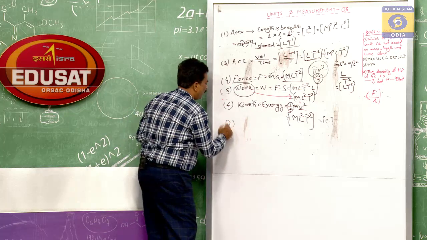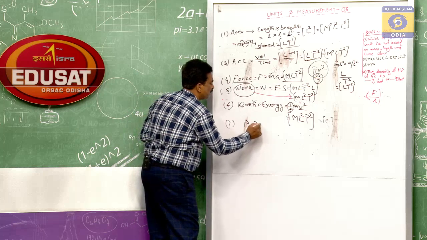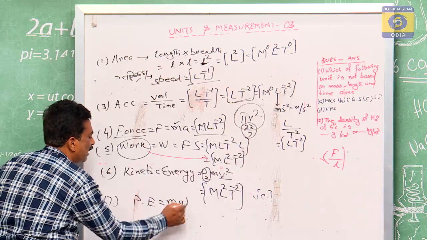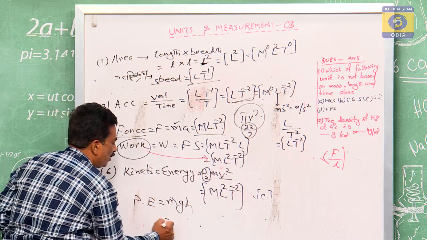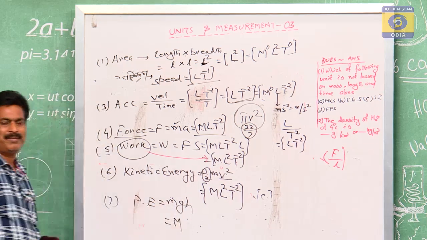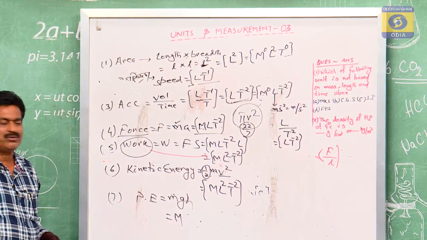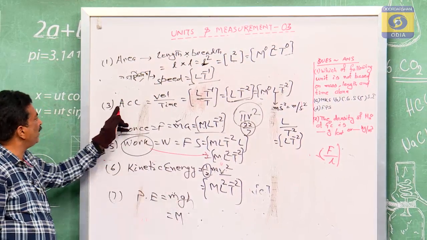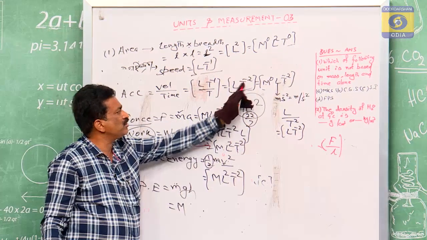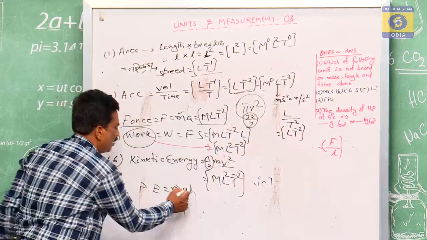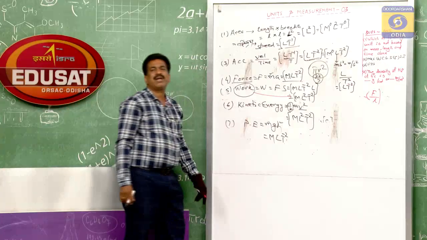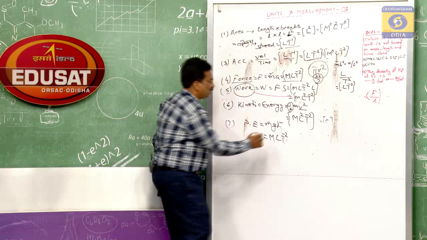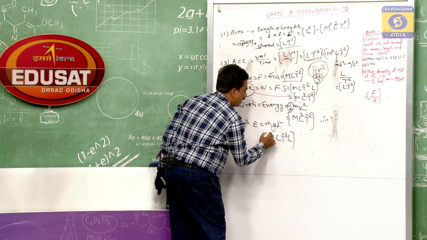Similarly, if you go for potential energy, what is the formula for the potential energy? That is mgh. M means the mass, for the mass that is equal to capital M. G is what? Acceleration due to gravity. Acceleration is equal to L T to the power -2. So this G is L T to the power -2. Then is the H. H is what? Height. For the height, that is equal to L.